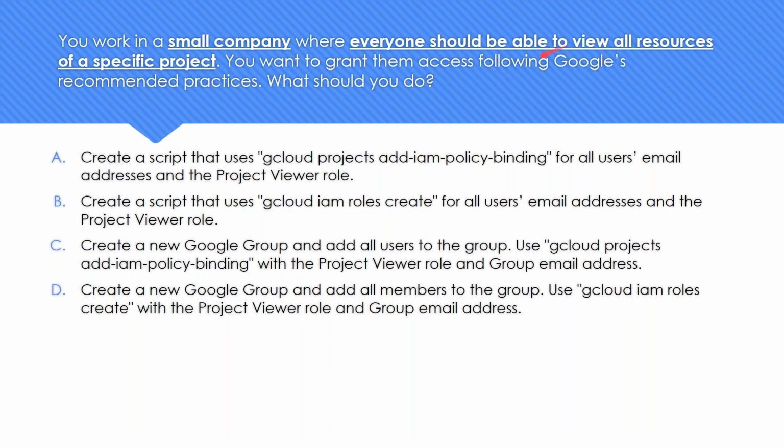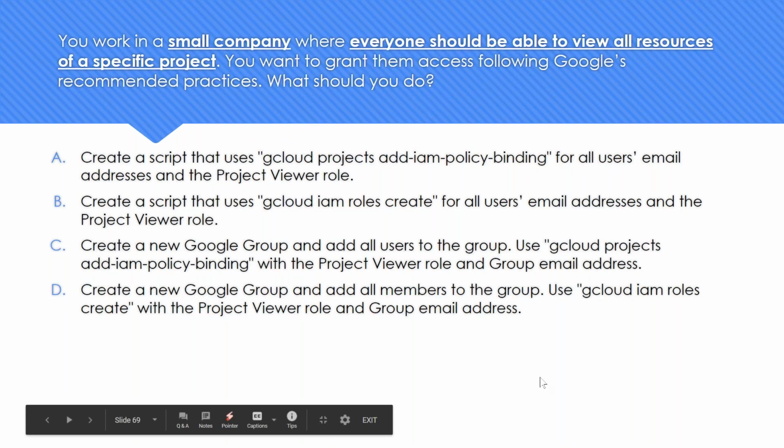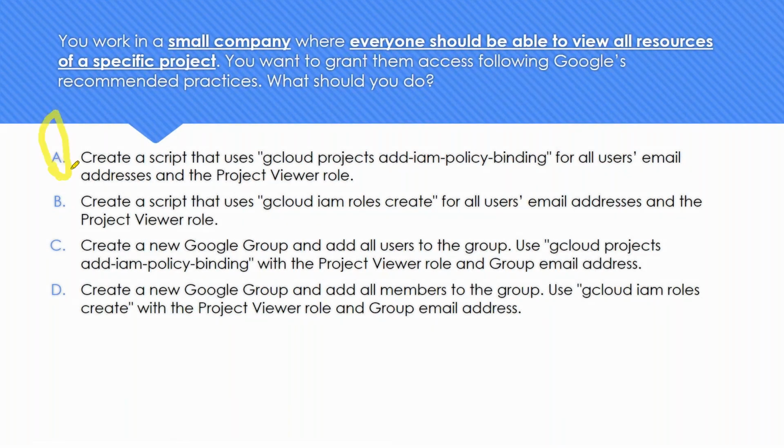First option, create a script that uses gcloud add IAM policy binding for all users and email address and the project viewer access. So project viewer is going to make more sense. Project gcloud projects add IAM policy binding. We remember this command exists, so you cannot blame me. We have done this demo. So for all users, and do it. Perfect. It looks like a good choice. What they wanted, I can definitely fulfill it. So let me just mark it as a possible option. If there's anything better than this, I'll switch to that.